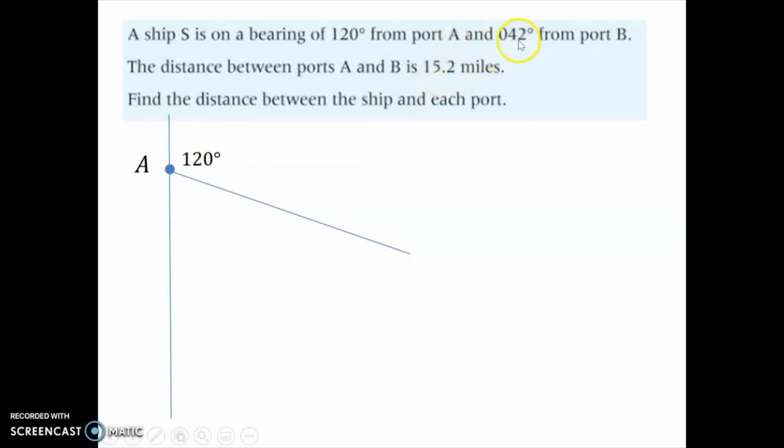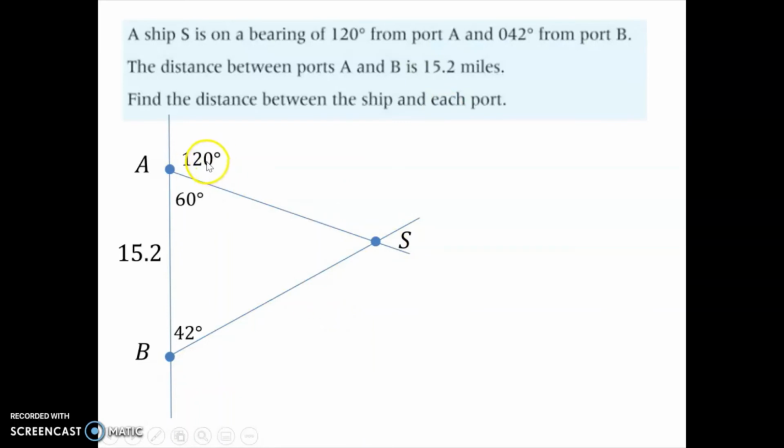And now from port B, it is at a 42 degree bearing. So I'm going to put port B here, and now I'm going to imagine spinning an angle from north. North is up. 42 degrees. So 42 degrees is not quite halfway to 90 roughly, and then that is the bearing the ship is on. So that means the ship must be over here. I labeled it S. The distance between the ports is 15.2, and now you have everything you need to solve for the distance between the ship and each port. So you need AS and you need BS here. So how are you going to do it?